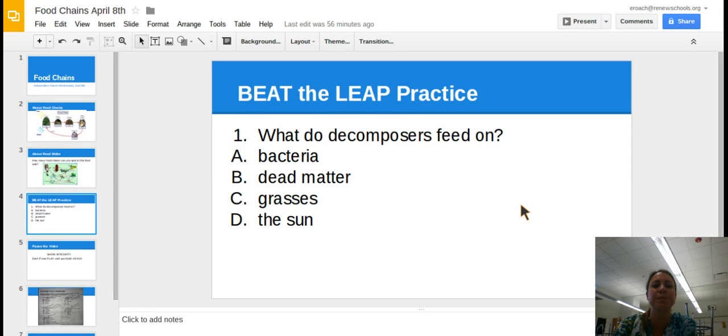Now you're going to do Beat the Leap multiple choice practice. Look at number 1, which is also number 1 on your paper. What do decomposers feed on? Whenever you answer multiple choice questions, you always circle those key science words. Go ahead and circle decomposers on your paper. Whenever you circle a vocabulary word, you automatically know you have to write down what it means.